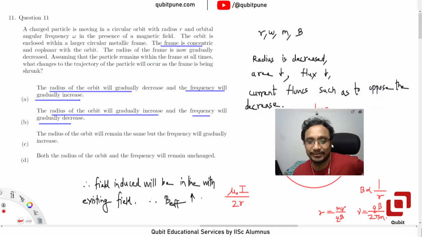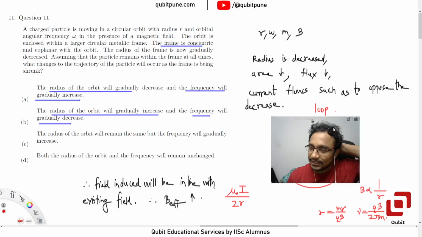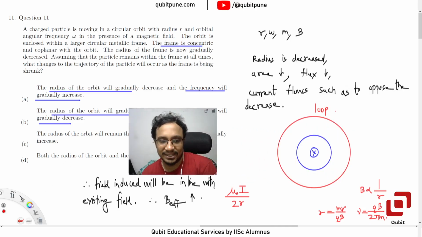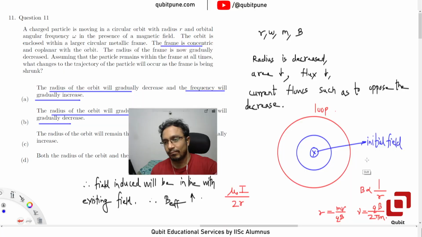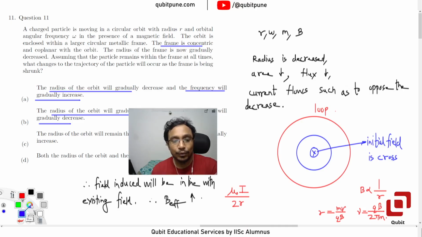Okay, so this is my take. Because the radius of the loop is decreasing and the loop is in a magnetic field, the area decreases, flux decreases, and the current flows such that it opposes the decrease. So suppose the initial field is cross, as shown, and the red loop is shrinking. This means the current induced in the loop will try to prohibit that decrease, so the current will flow like this.